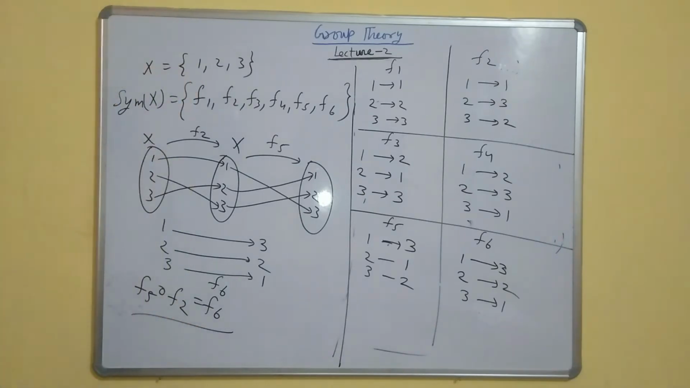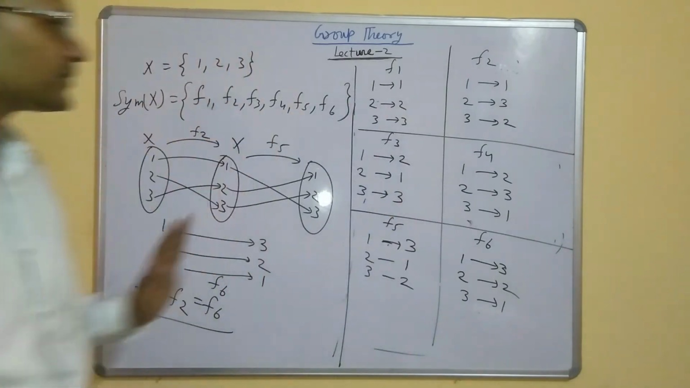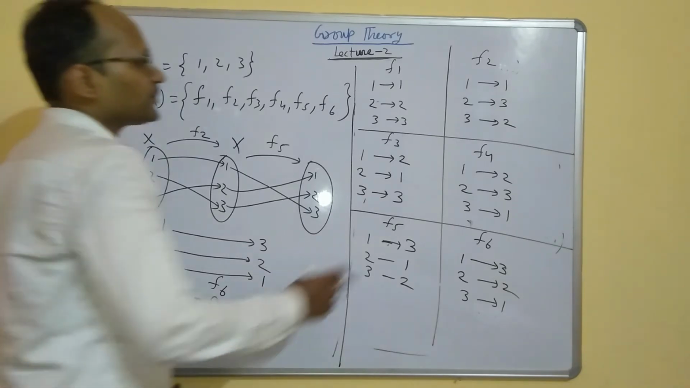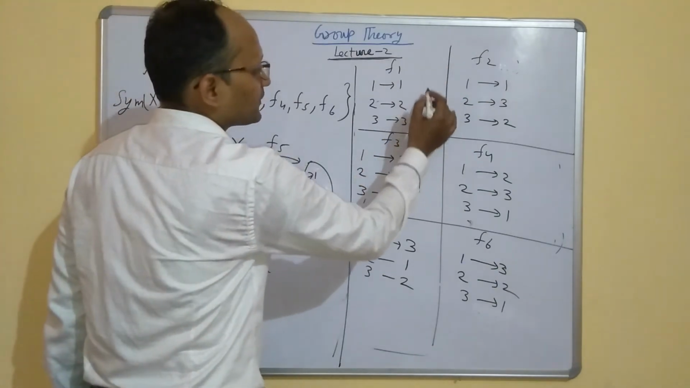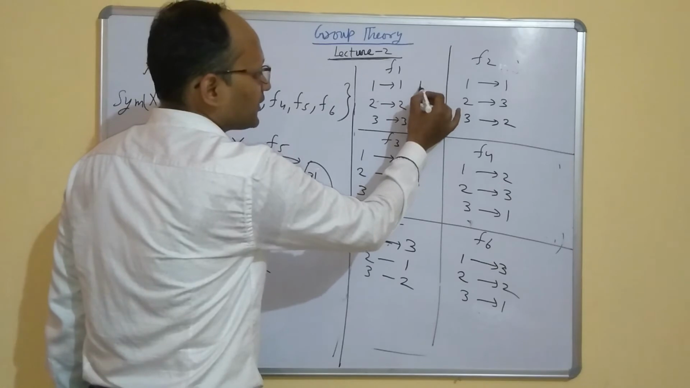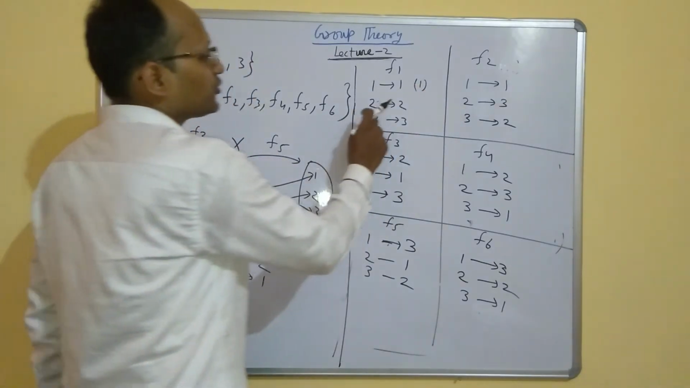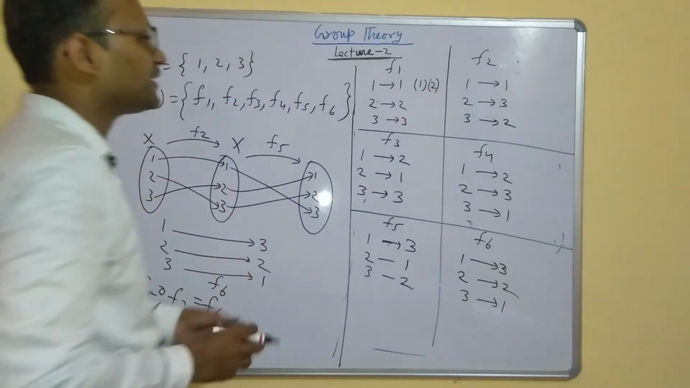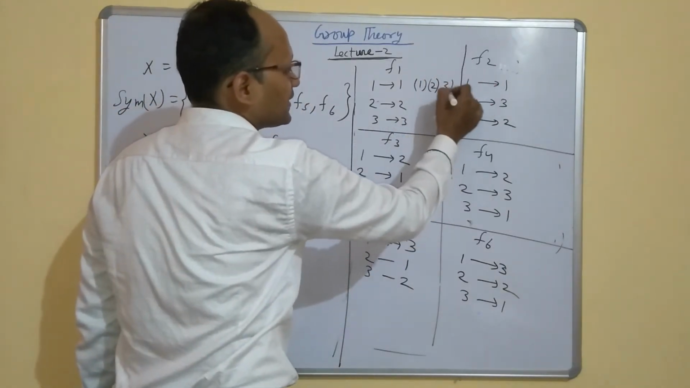But this is a very long way of writing these maps. It takes too much space. So let me introduce a short notation for it. Now see, in this F1, 1 is going to 1. So I am writing 1 here and close the bracket, means 1 is going to 1. 2 is going to 2, so I write 2 and close this bracket, means 2 is going to 2. And then I write 3 here and close this bracket, means 3 is going to 3.